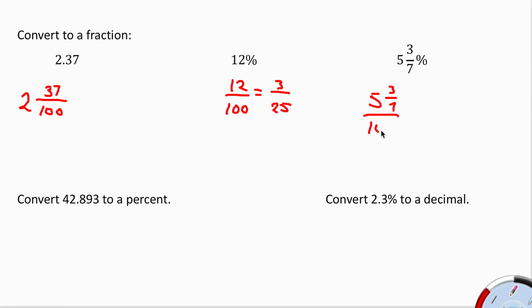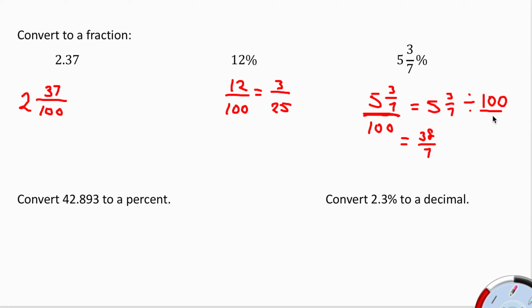5 3/7 per 100. Now, I just had to figure out how to simplify this thing. Okay, so this is just a division symbol, right? So that's 5 3/7 divided by 100. I got to know how to divide fractions. If any of them's fractions, I need them all to be fractions. So let's make this 7 times 5 is 35, 38/7.